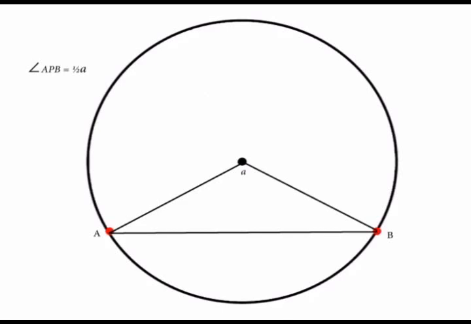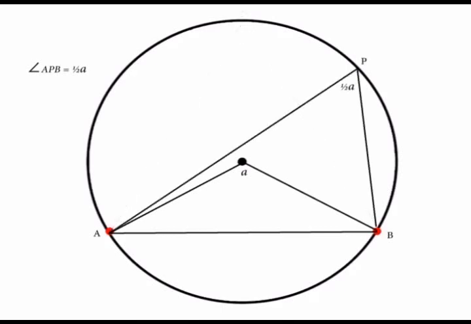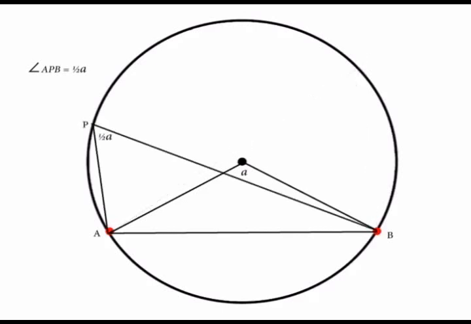From the chapter on circles, chords, and tangents, we know that the angle subtended by a chord at the center of a circle is twice the angle subtended by the same chord on the circumference in the same segment. And so if chord AB subtends an angle at the circumference, it will be half angle A, and that point P can be anywhere on that major arc. And so the locus of P is the major arc AB.